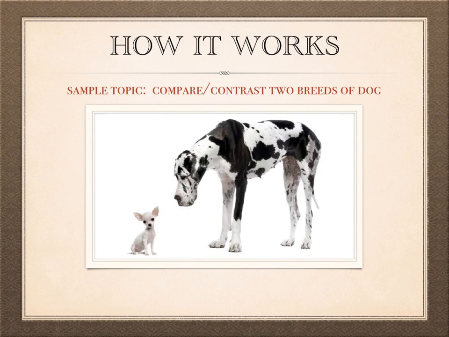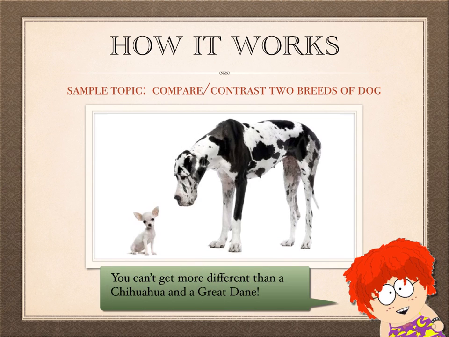So let's see how it works. We'll start with a simple example. A common question asks you to compare and contrast two items. In this case, we'll look at two breeds of dog. It's always most effective to find two things that have some really stark contrast, and you can't get more different than a Chihuahua and a Great Dane.